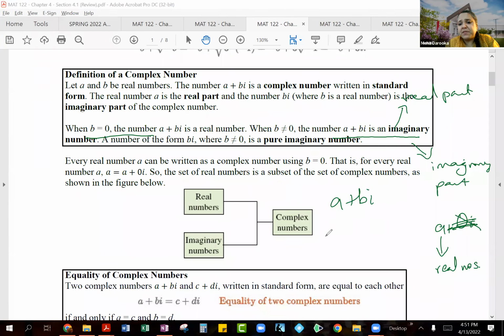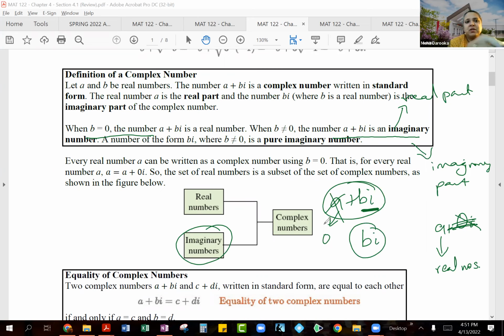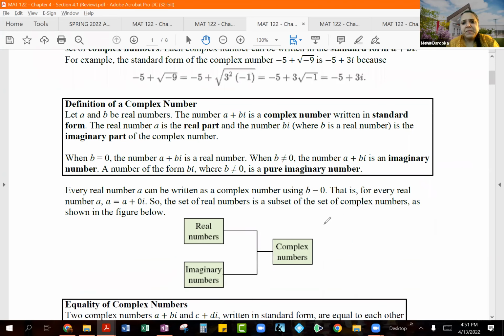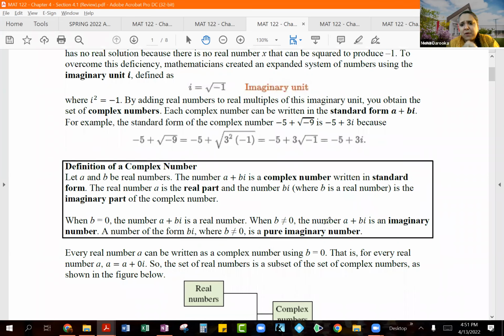Or if A happens to be 0, then this guy will disappear and you'll just be left with BI, which will give you the imaginary part. So technically the imaginary part can be the whole thing, or it can just be the BI where your real part is 0. So it kind of works with both ways. Now they're just showing you how you can write these out in the standard form.